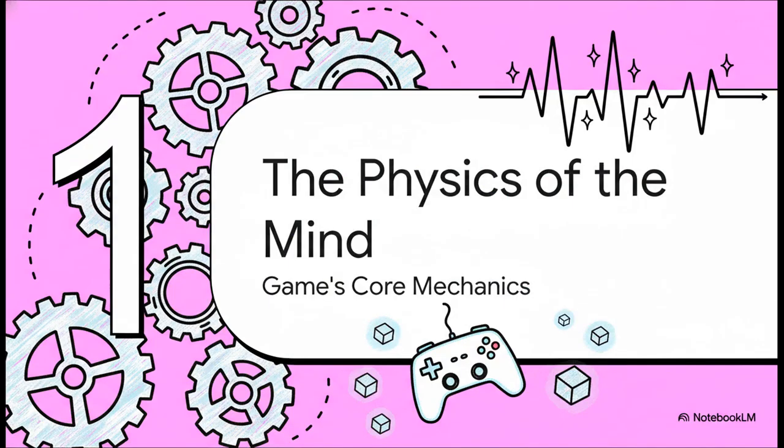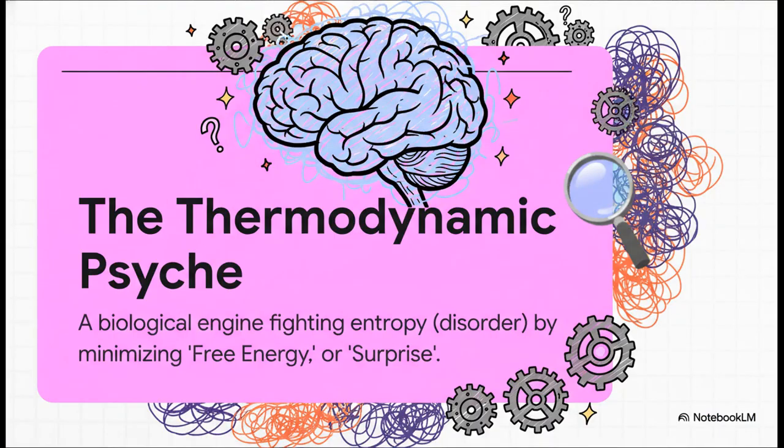Okay, so if we're going to debug this whole thing, we first have to understand the basic rules of the game, the fundamental physics of the mind, if you will. These are the core mechanics you're playing with, whether you realize it or not, every single day. And rule number 1 is all about thermodynamics. Yeah, physics. See, your brain is basically a biological engine, and it's in a constant knockdown, drag-out fight against entropy, which is just a fancy word for disorder or chaos.